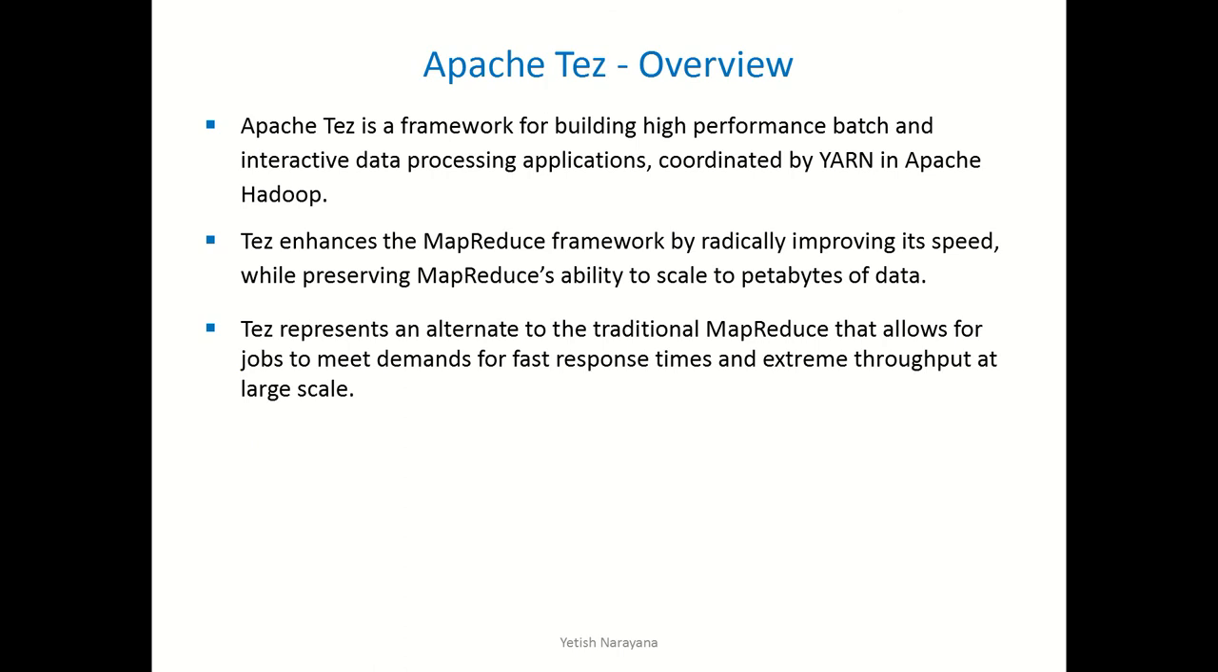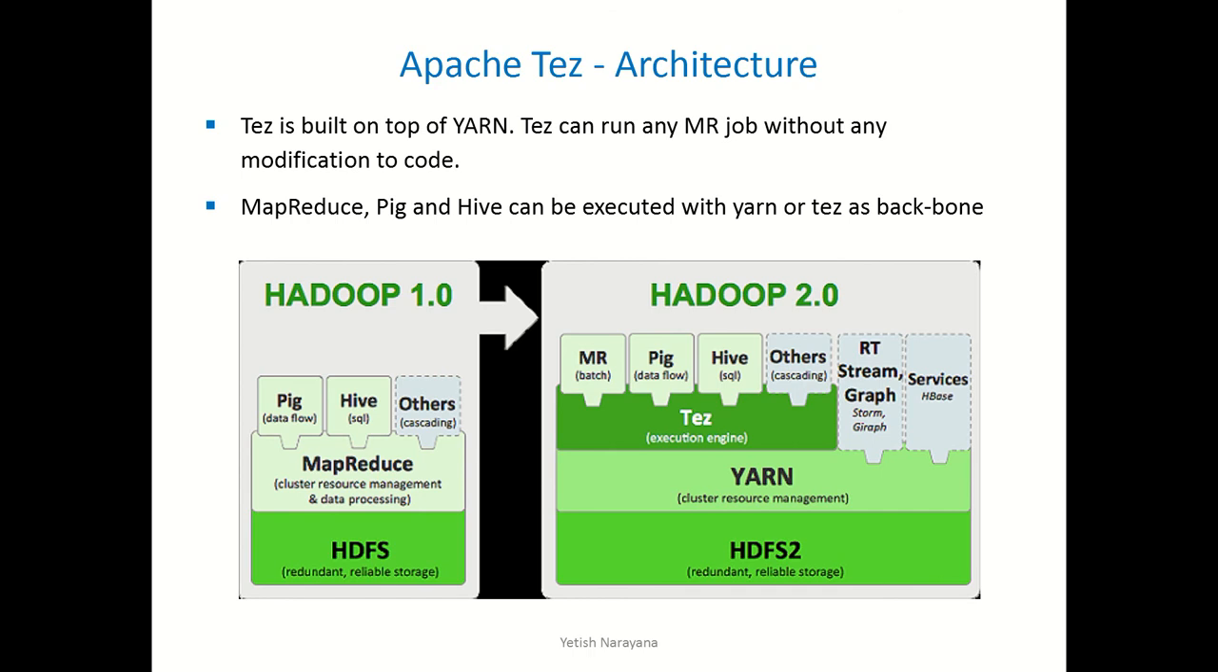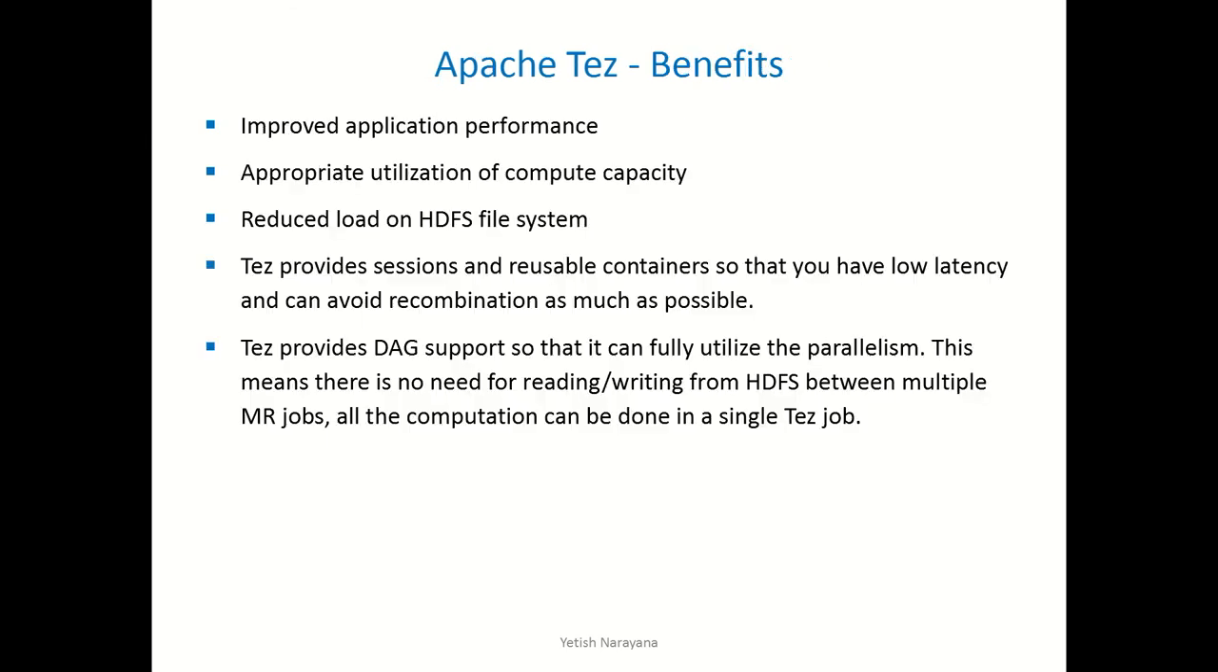Tez is a framework for building high-performance batch and interactive processing applications. It is built on top of Yarn, so it enhances the existing MapReduce framework by improving speed. So existing MapReduce, Pig, and Hive processes can use Tez without any modification to their code. The basic idea being Tez was built on top of Yarn, so they can utilize the existing framework.